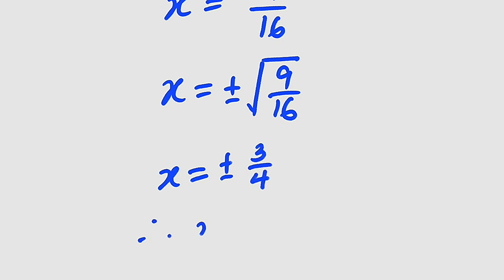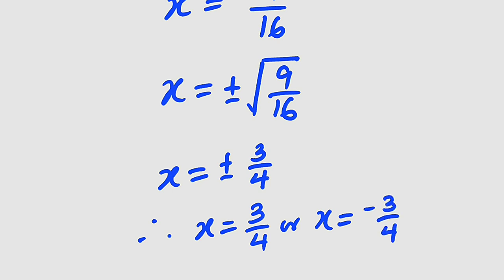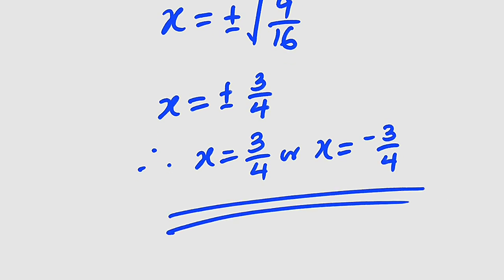Therefore, we conclude that x could either be positive 3 over 4 or negative 3 over 4. And this is the solution to this problem.